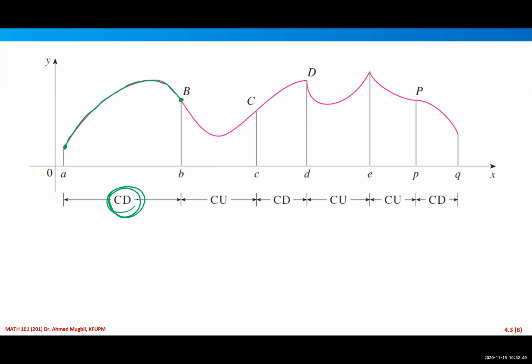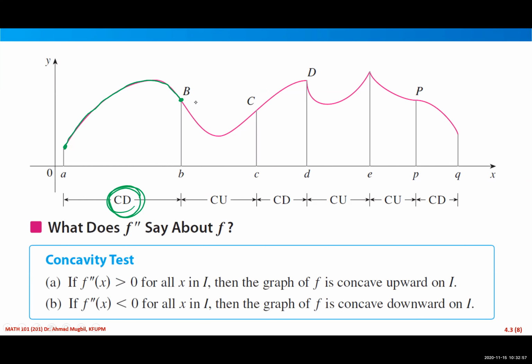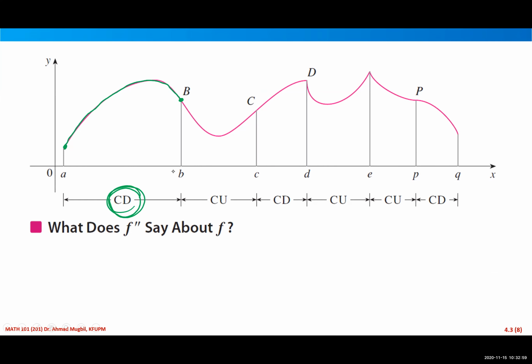It is CD, for short, concave down. And it starts to change from concave down to concave up at what? At the point B. After that, it is concave up, sorry. Here it is up on this interval, until the point C. After C, it starts concave down. Then at D, it concaves up.